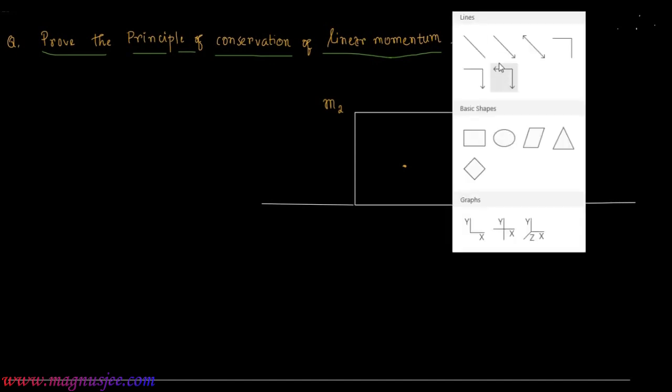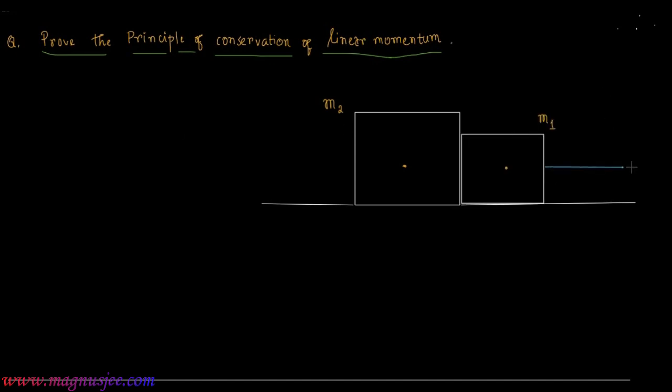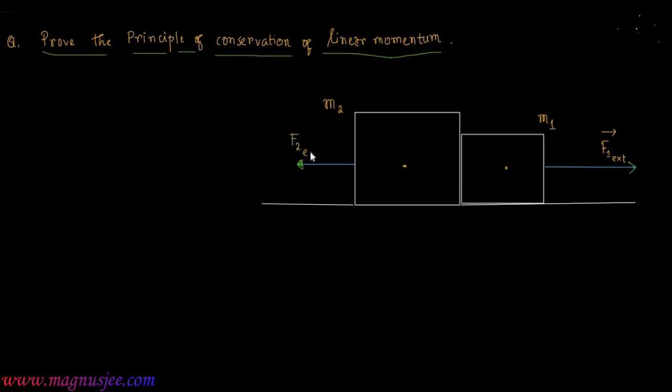An external force, vector F1 ext, is the external force which is acted on the body of mass m1. Similarly, another external force, vector F2 ext, is acted on the body of mass m2.